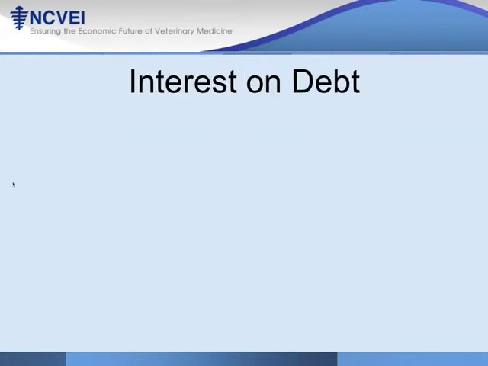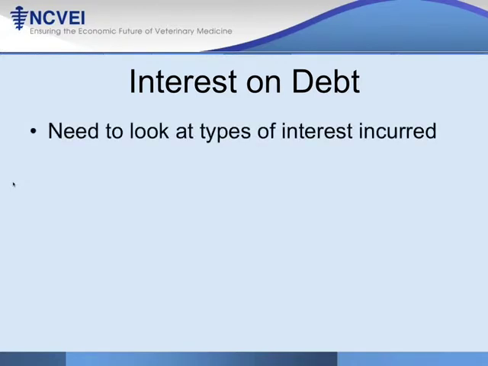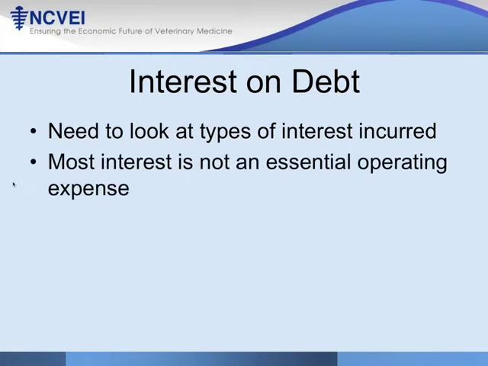Interest on debt also has to be adjusted. You do need to look at the types of interest incurred. If the practice regularly pays interest on their credit cards or late fees on their credit cards, and that's going to continue into the future, then I would not pull that out in the calculation. But most interest paid by a practice is not an essential operating expense. So it's interest paid on the debt used to acquire the practice or the debt used to buy a piece of equipment, and that's considered a finance expense and not an operating expense.